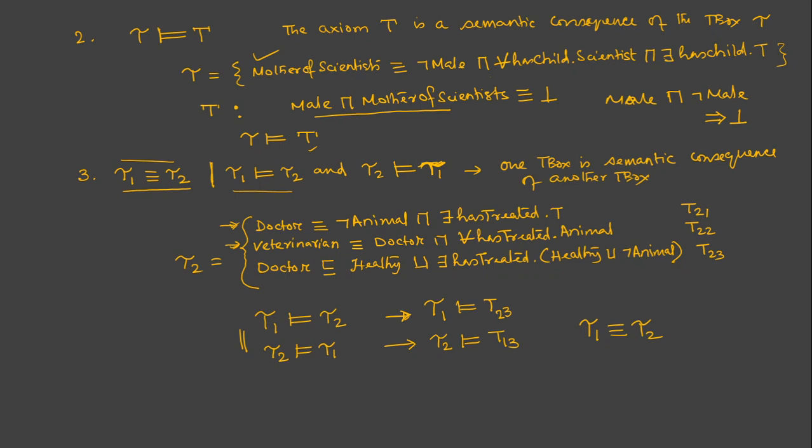So let us first look at the case of proving this: T2 models T13, right? So the one direction of proof, which is basically T2 models T13. For this, we will be considering any arbitrary interpretation. So for all the interpretations which are models of this T box T2, they are also models of T13. If we can prove that, then our job is done, right? So for that, let us consider any arbitrary interpretation.